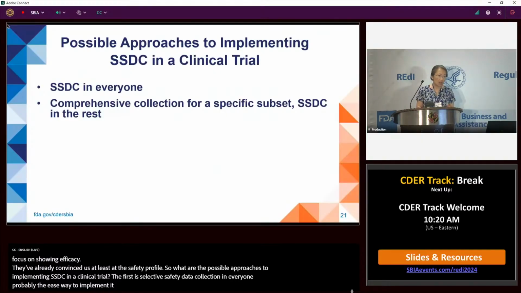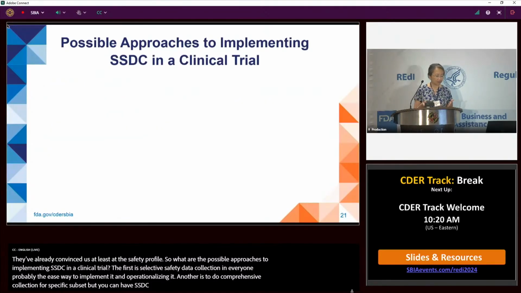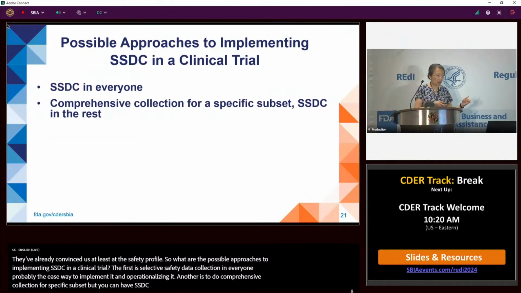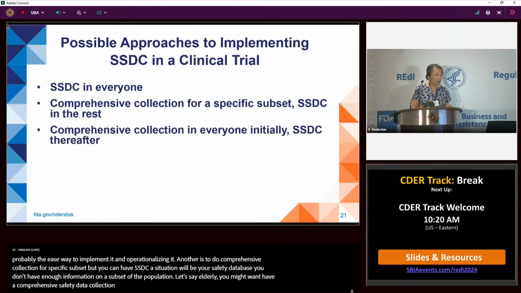Another one is to do a comprehensive collection for a specific subset, but you can have SSDC in the rest. A situation here would be if in your safety database, you don't have enough information on a subset of the population. Let's say the elderly patient population. You might want to have a comprehensive safety data collection in the elderly population, but the rest you can do SSDC.